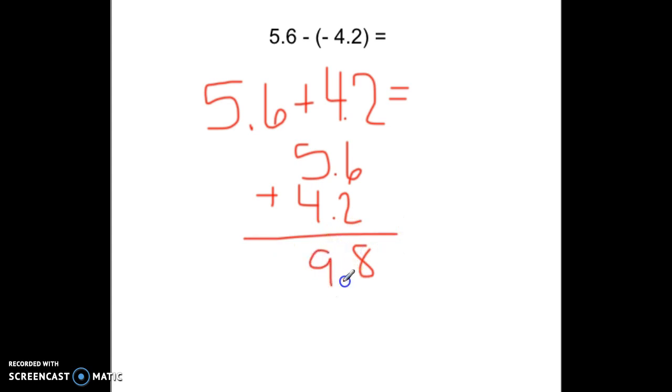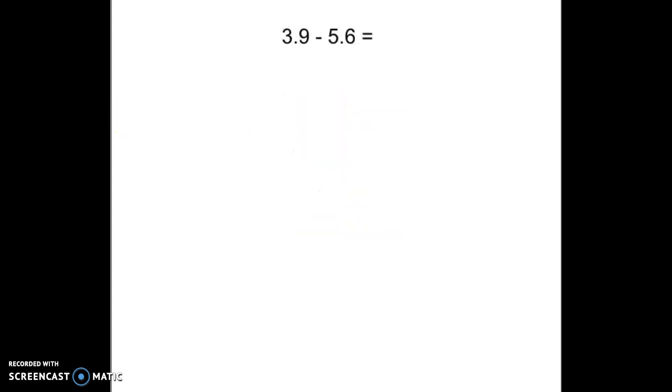Remember, we're just bringing our decimal straight down. Is it positive or negative? Well, both these numbers right here, when we add the opposite, are positive, so our answer is positive.